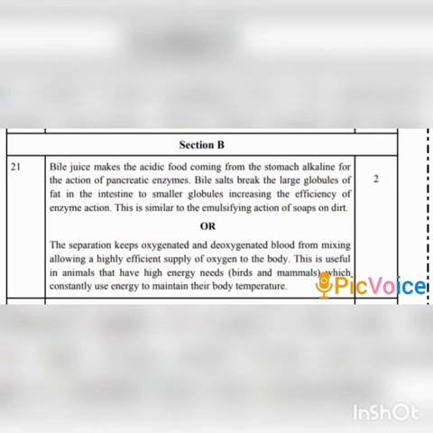What is the or question? That in birds and mammals, the left and right side of the heart are separated, right? So the birds and mammals have high energy needs. They use this energy to maintain the body temperature. So the separation of their heart into left and right ensures the efficient supply of oxygen to the body and thereby they can produce more energy.